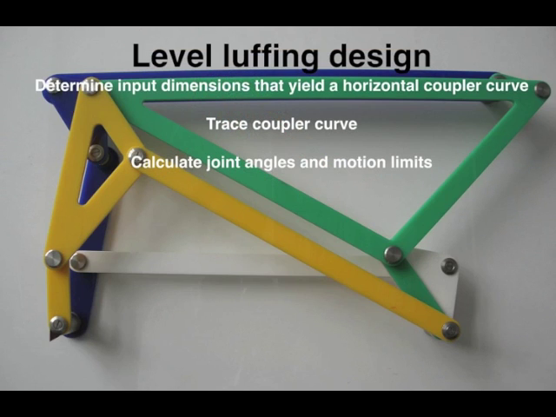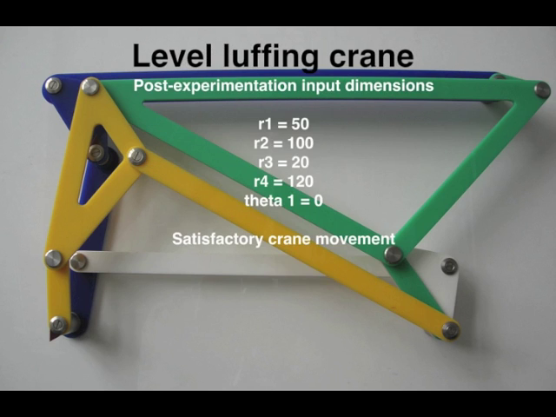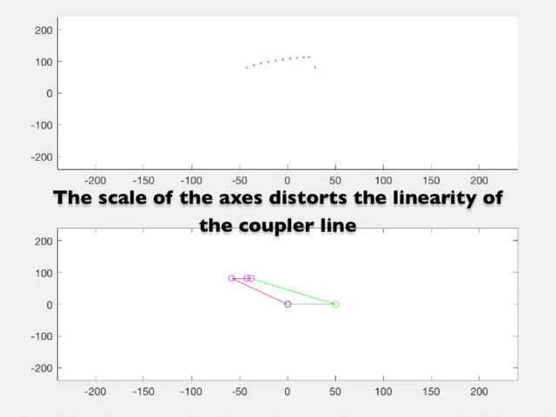For the luffing crane section, we needed to determine the dimensions and approximation of a level luffing crane, trace a coupler point with a linear horizontal motion, and calculate the linkage lengths, joint angles, and motion limits. The level luffing crane is a special type of double rocker with an extended coupler link as per design specifications. Our preliminary designs were conducted on GeoGebra, and our preliminary inputs are as shown. After significant experimentation, our final lengths are as shown. This gave us satisfactory crane movement and is shown in the animation as follows.